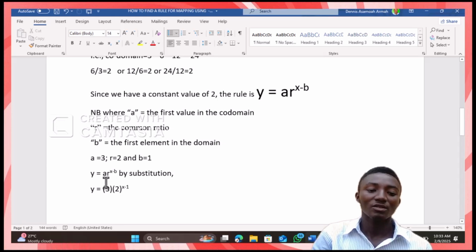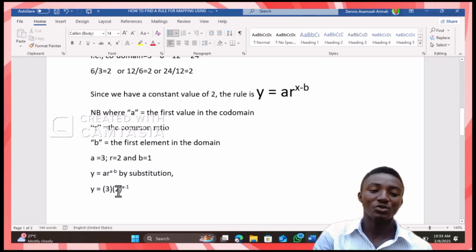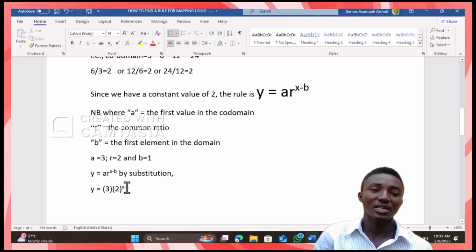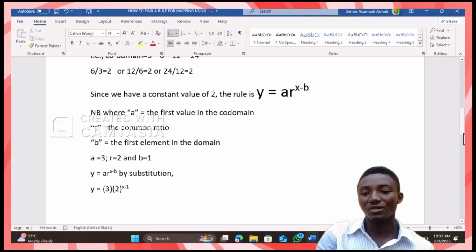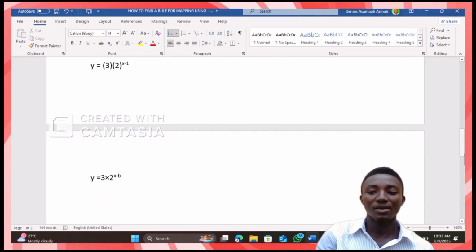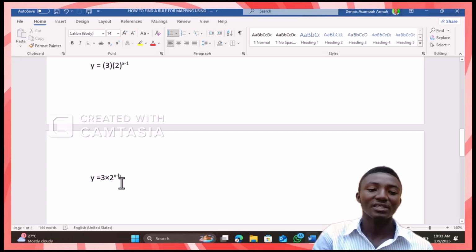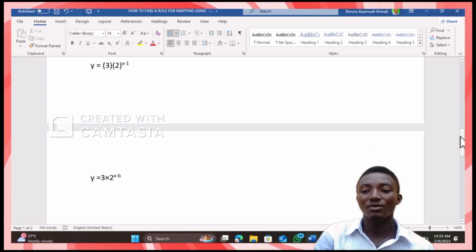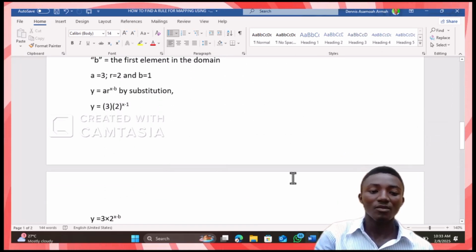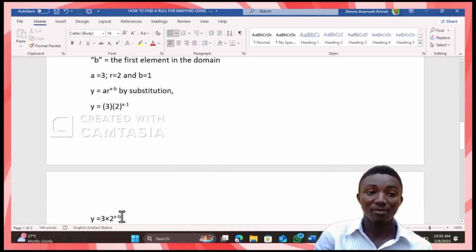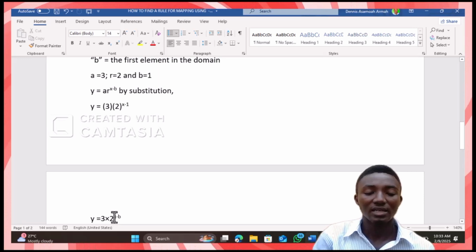Now, based on the formula that we have, y equal to a r to the power x minus b, by substitution, where you see the a, you substitute 3 there, and where you see the r, 2 raised to the power x minus 1. I'm sure you understand why this place is 1. The 1 is there to represent the b. So after finding all these things, we finally express the formula as y equal to 3 multiplied by 2 exponent x minus 1. This tells us that in this mapping, our rule for this mapping is this formula, which is y equal to 3 multiplied by 2 exponent x minus 1.